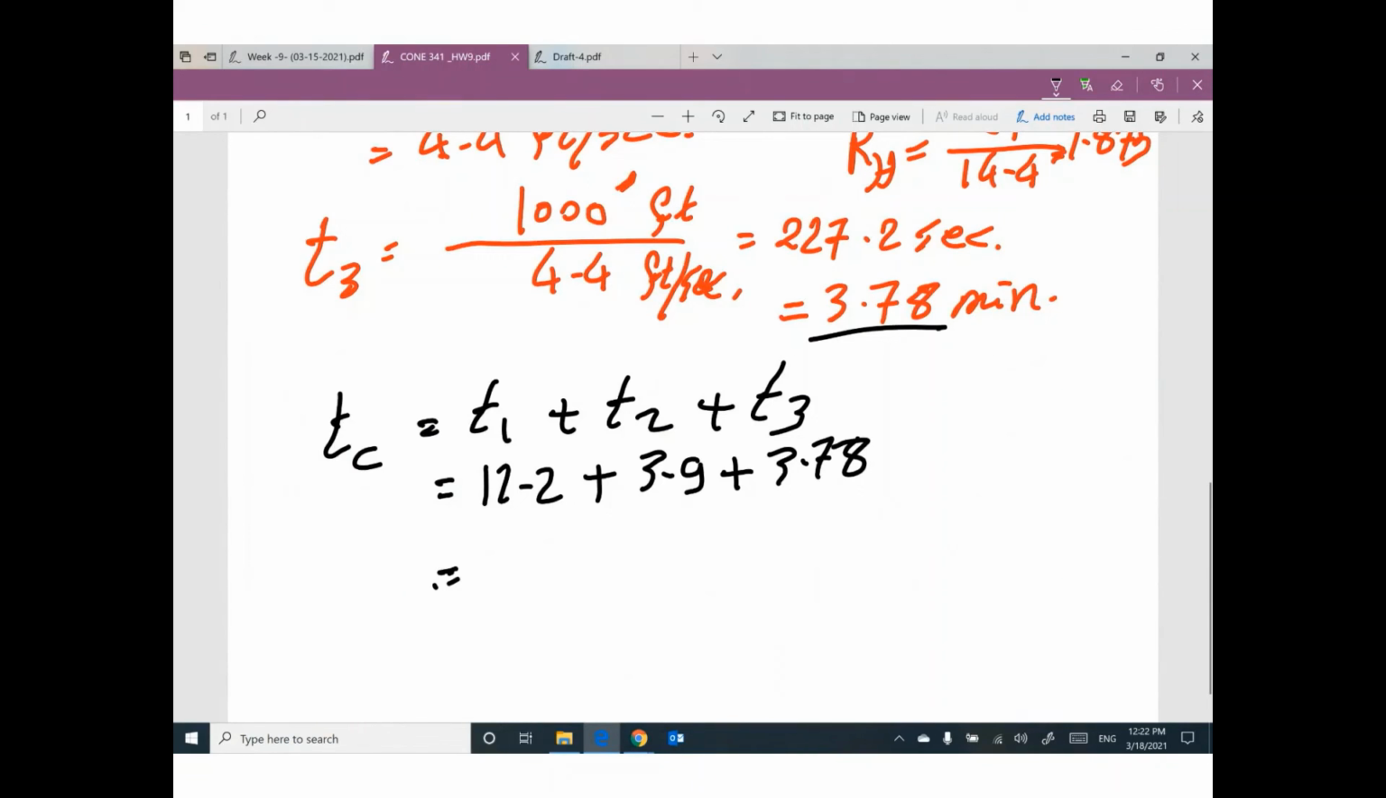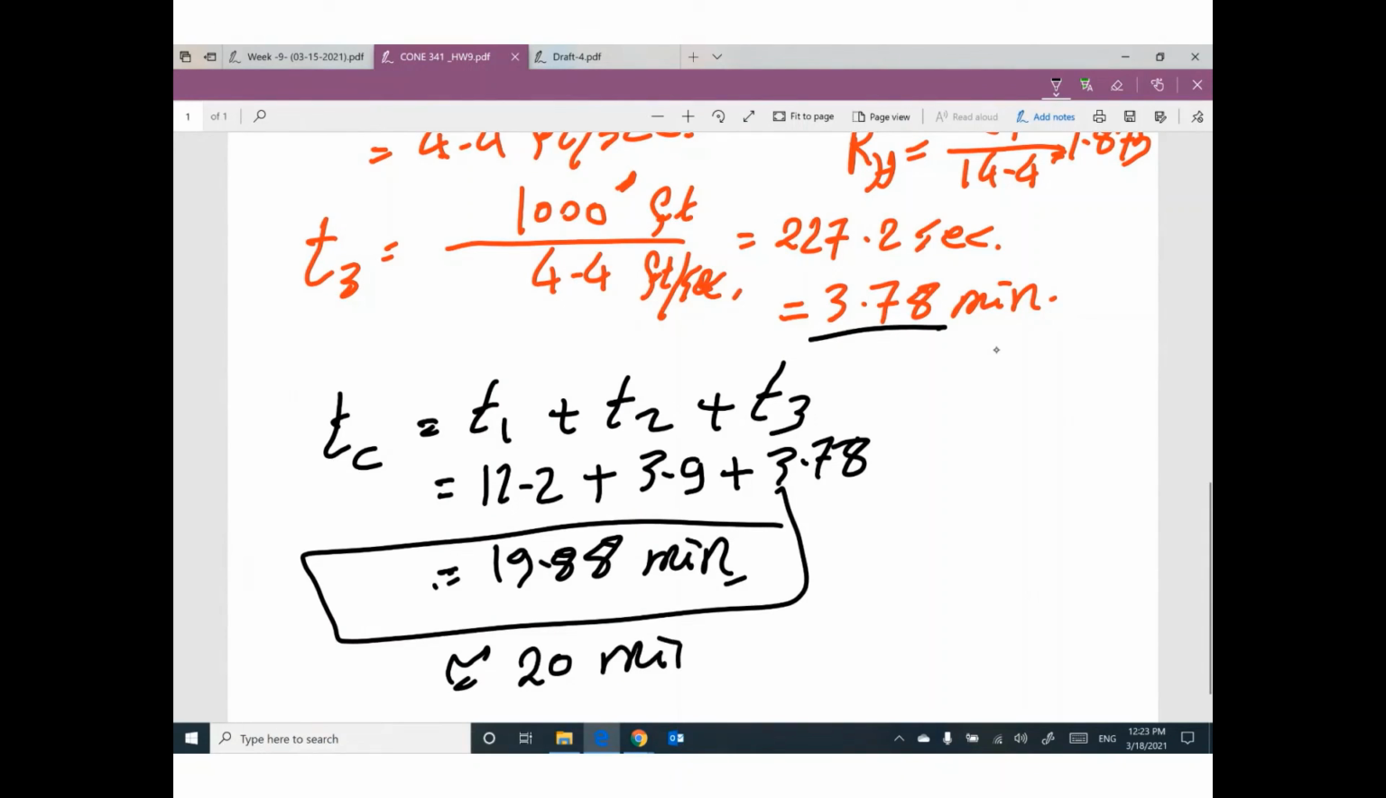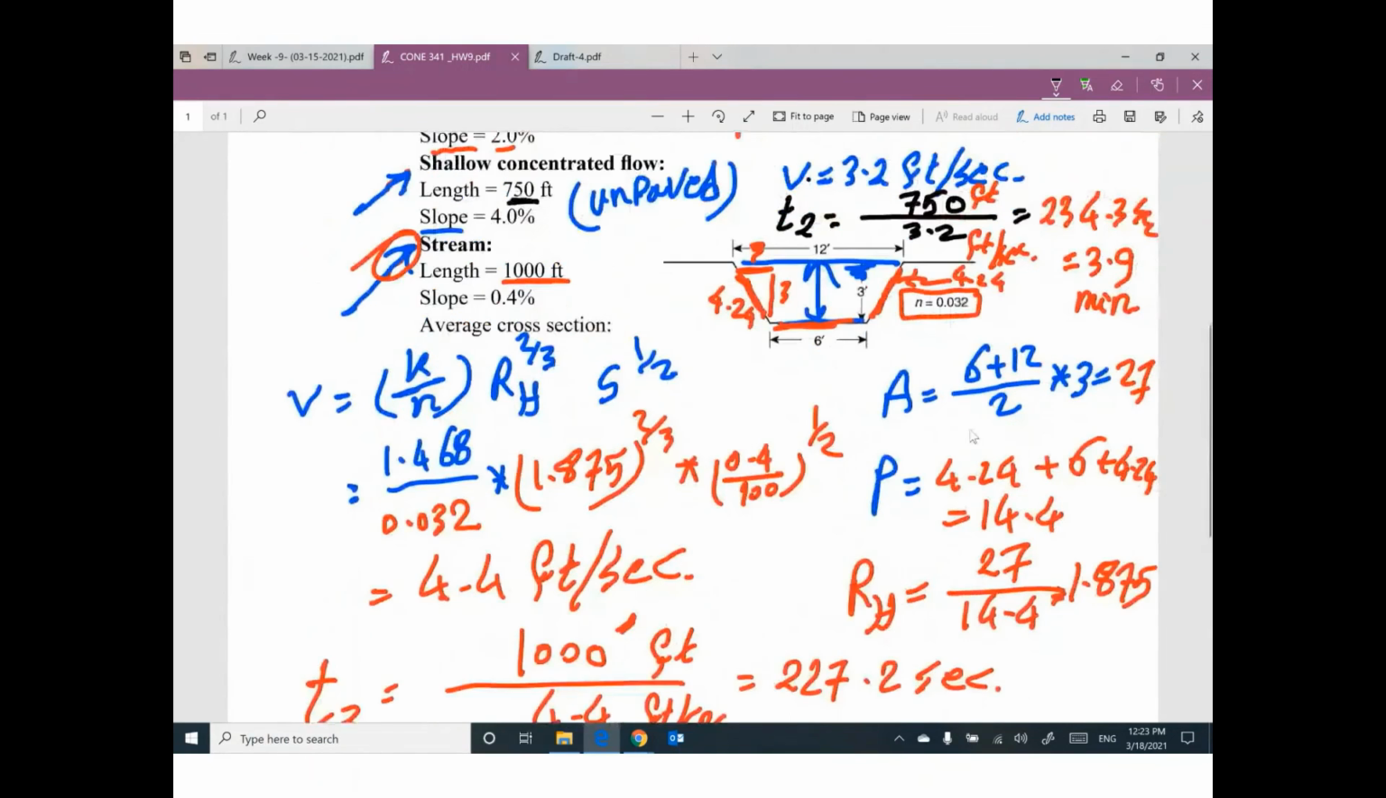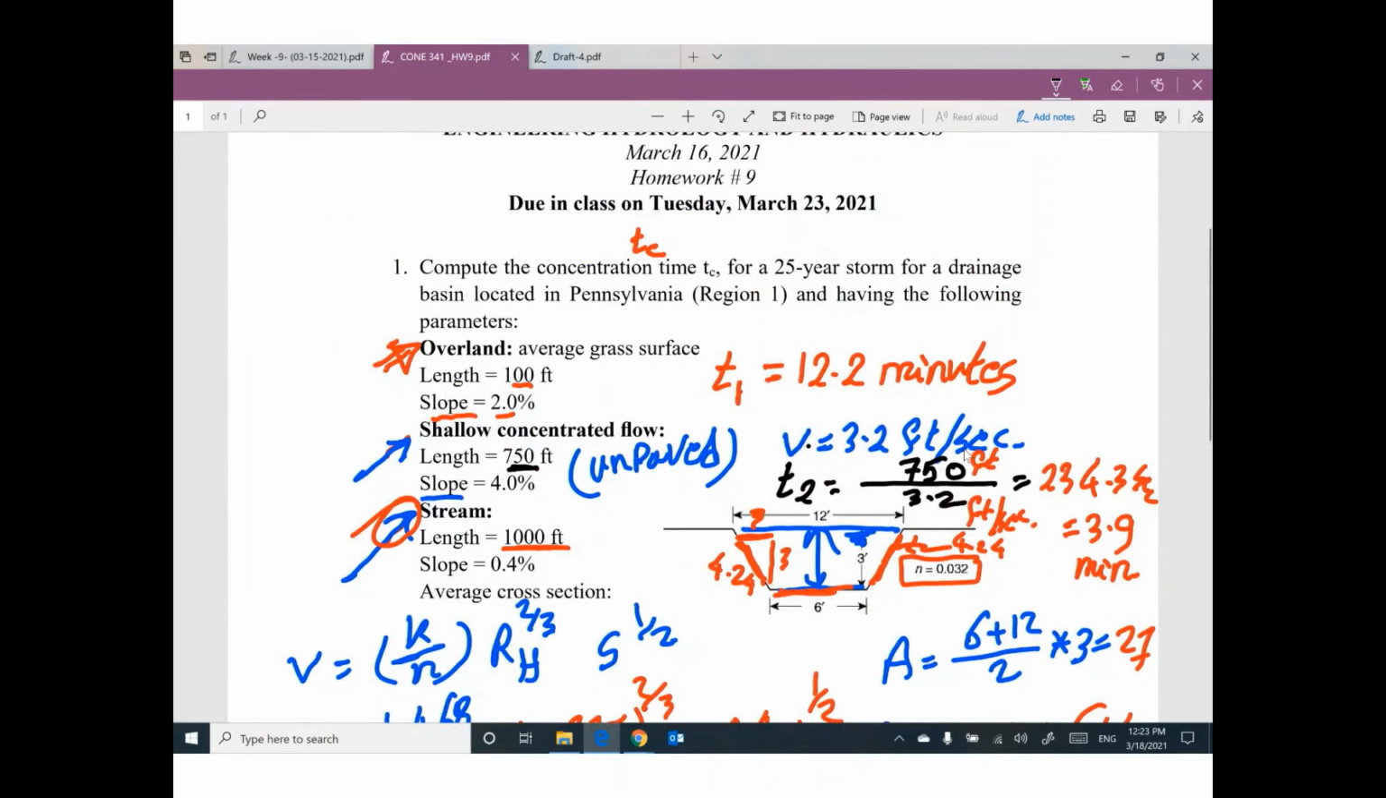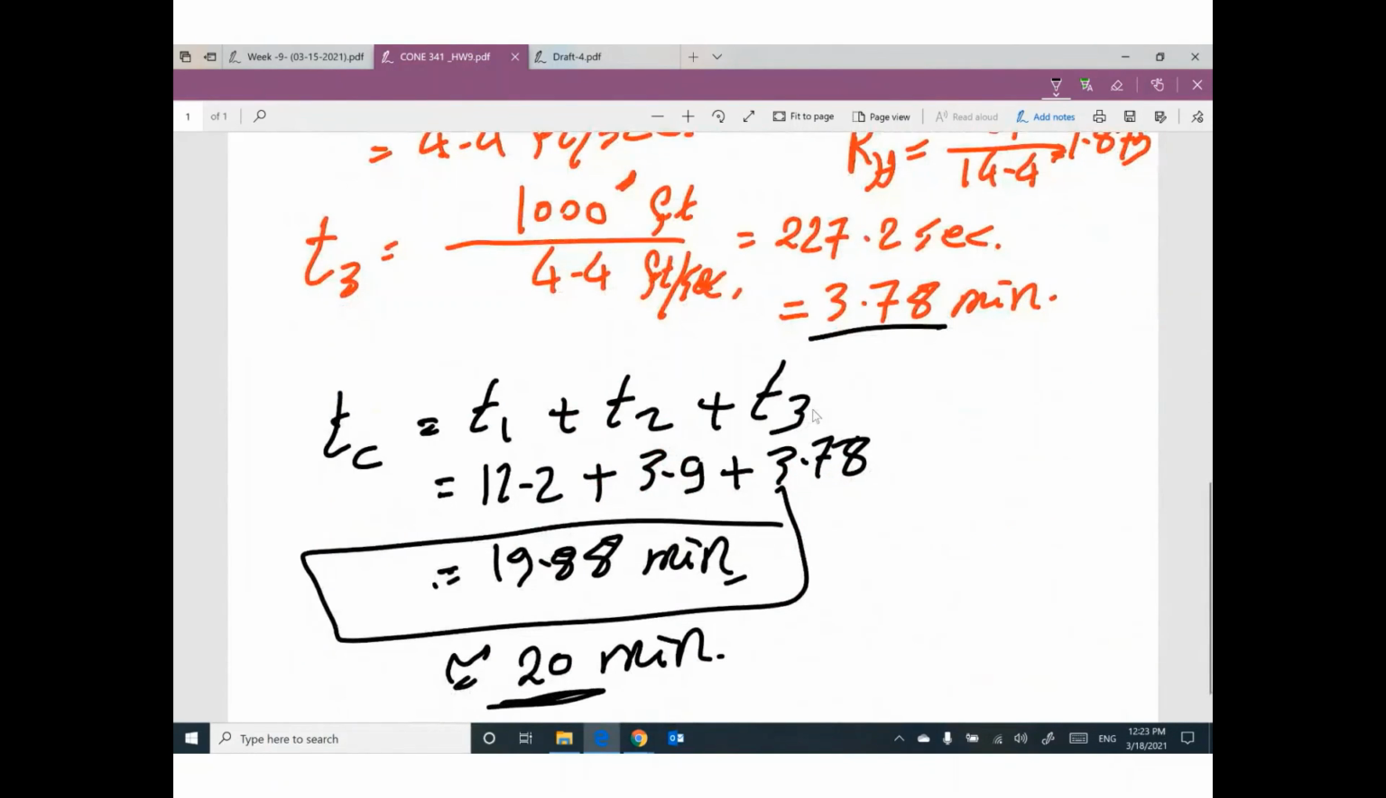So the final time of concentration will be 19.88 minutes. Almost 20 minutes. So guys, the meaning of this time of concentration is, for this area of land in Pennsylvania, under this information, the maximum or the peak runoff, which is maximum flow, will occur after 20 minutes of starting of rainfall. After 20 minutes of the rainfall starting, the peak will reach.